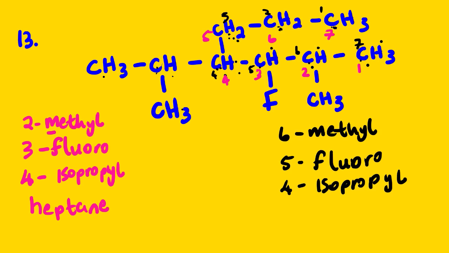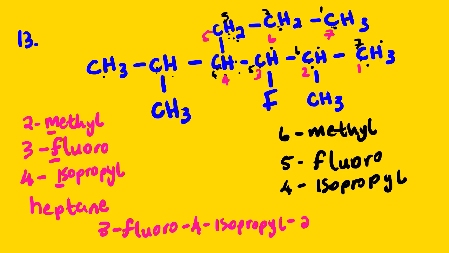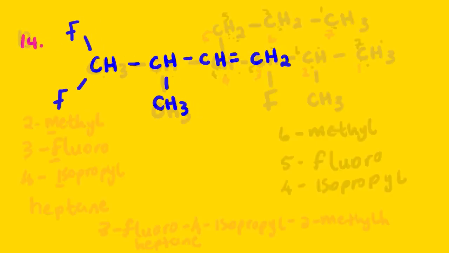So combining this, we have to use the alphabetical order. We have M, F, and I. We start with F. So we have 3-fluoro-4-isopropyl-2-methyl, and then we have our heptane here. It's just one name, so let me write it here, heptane. So this will be the IUPAC name for this particular compound.